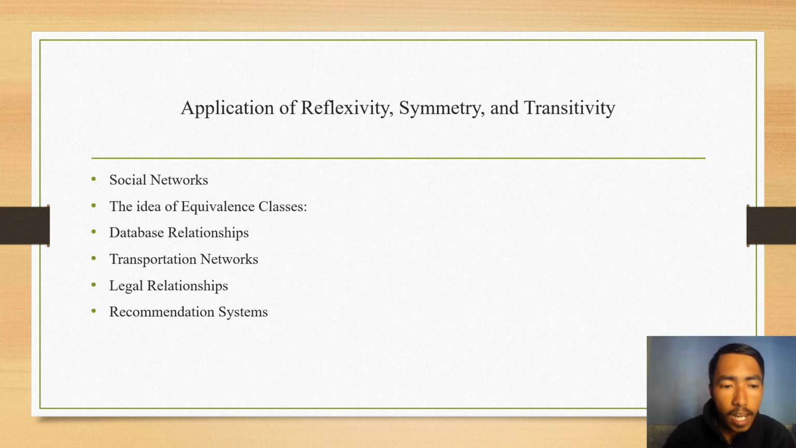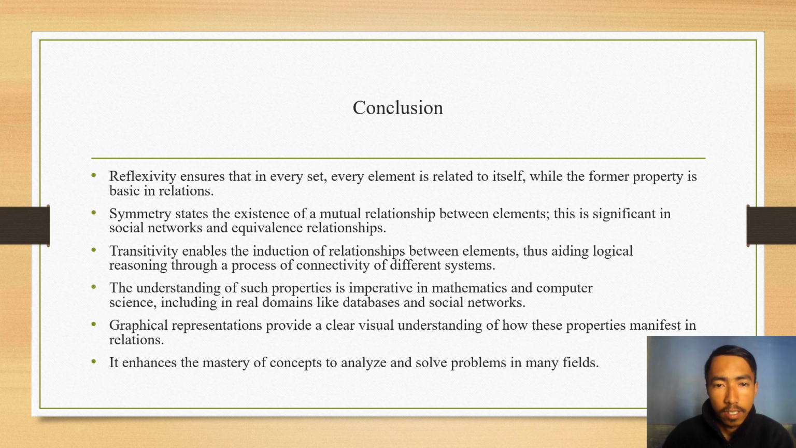Then the next slide is the conclusion. The first point is that reflexive ensures that in every set, every element is related to itself, a basic property in relations. Symmetry is the existence of mutual relationships between elements, which is significant in social networks and equivalence relations. Transitive enables the induction of relationships between elements, adding logical reasoning through connectivity of different systems.